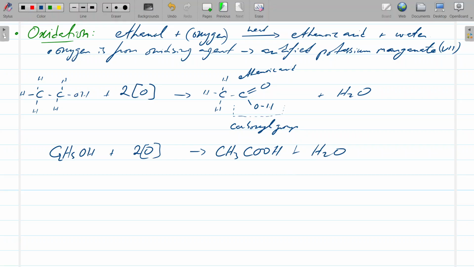And so, for example, if we were doing butanol, so that's C4H9OH, and then you've got oxygen, and still going to be 2 over here, and so you're going to get, you remove one of the carbons, so that's C3, and then you've got H7 and COOH plus H2O.